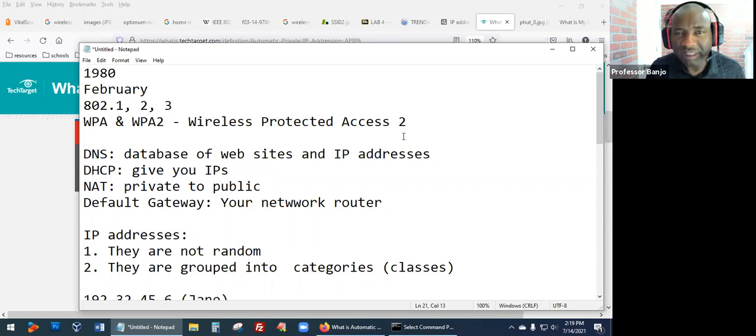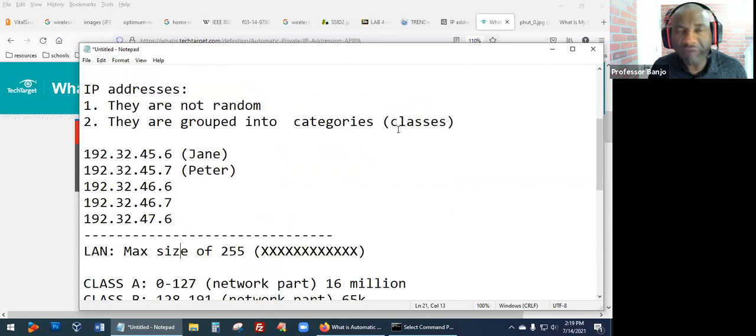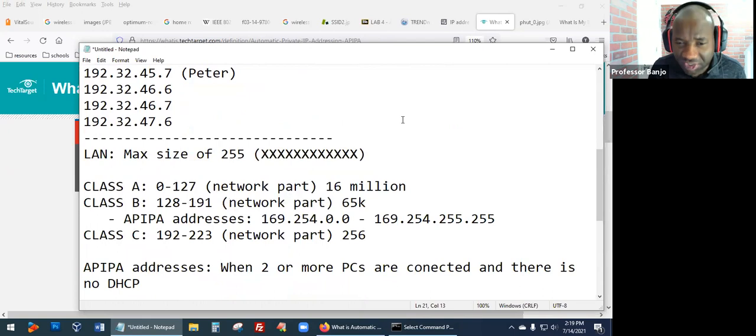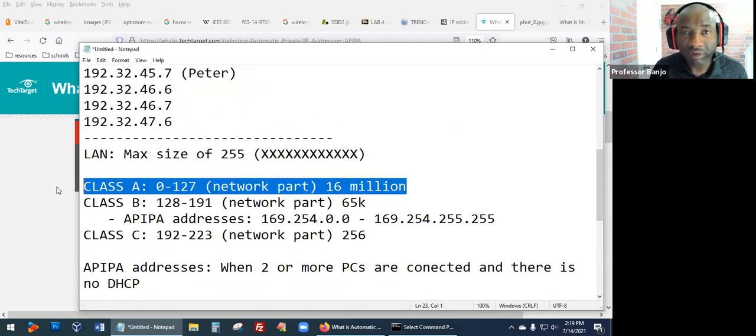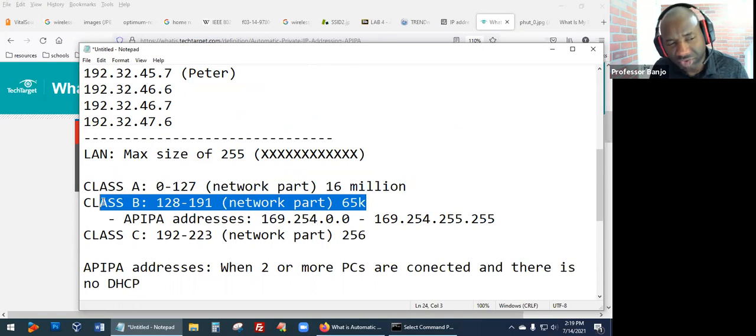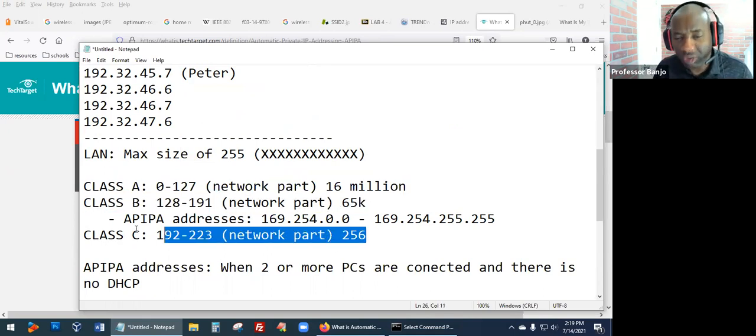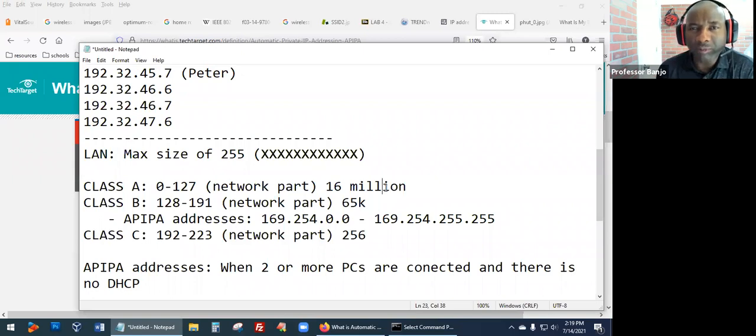So a long time ago, they decided, well, if you're a very, very large organization, like the government, we're going to give you a lot more. If you're a small to medium-sized organization, you have this many. If you're much smaller, you have a Class C, right? And then you have the APIPA. The problem was, at that time, like I said, nobody was getting on the internet.